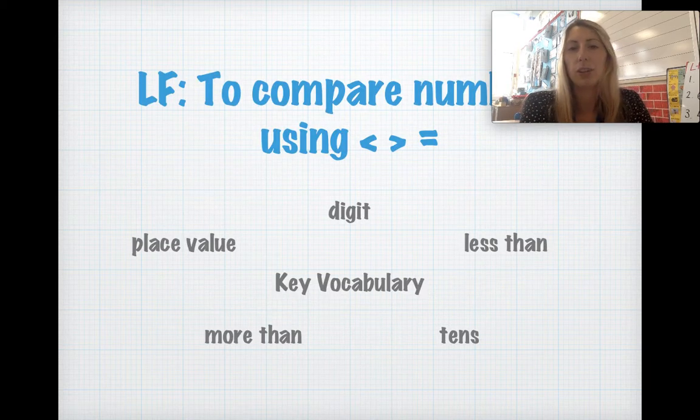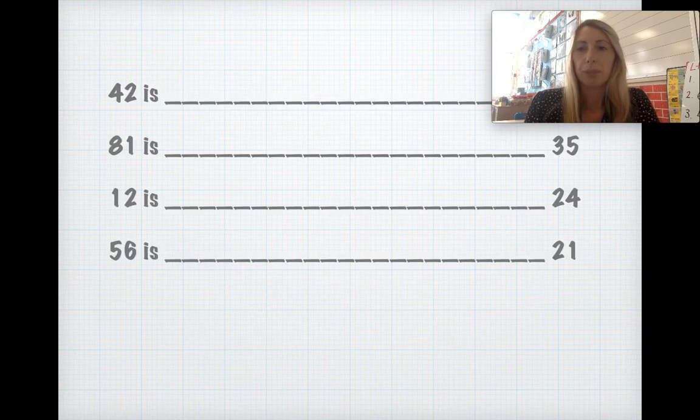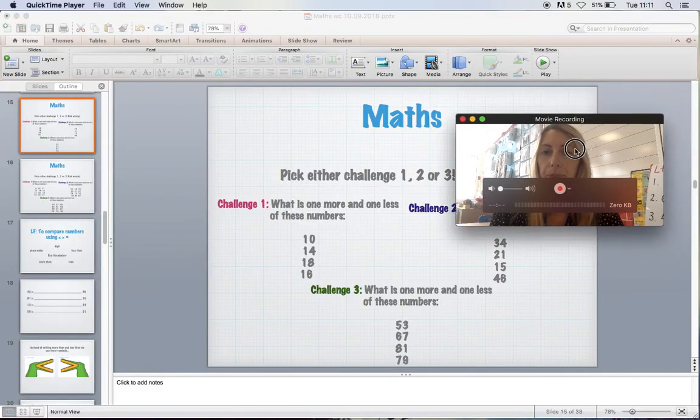So our learning focus is to use the greater than, less than and equal to symbols to compare numbers, and we'll go from 0 to 100. So I've put some of the key vocabulary on the screen as well. So you've got digit, okay, for if we use our double digit numbers. Got place value, that's what we're looking at, what does each digit represent, what is its value. More than, less than, we'll use our tens and our ones again, and we'll be using equal to. So let's move on.